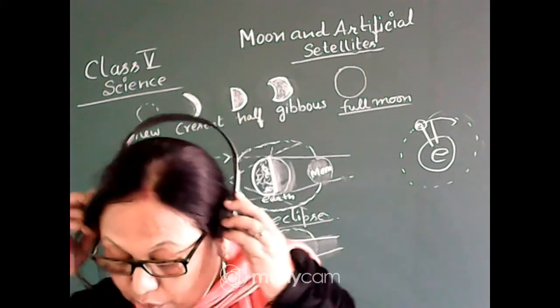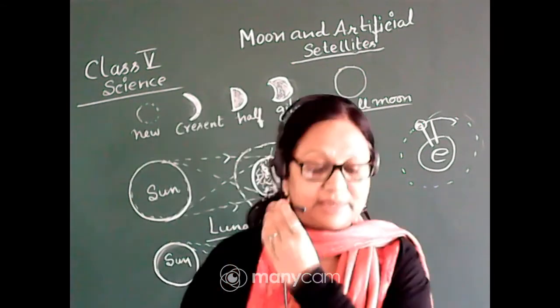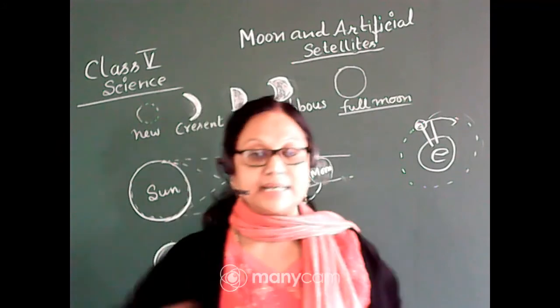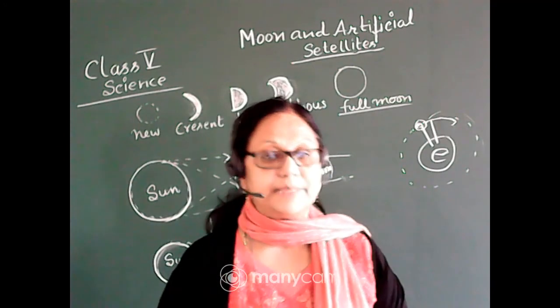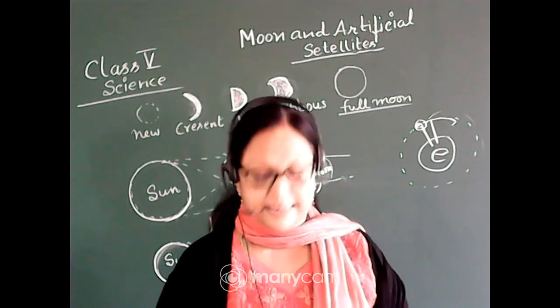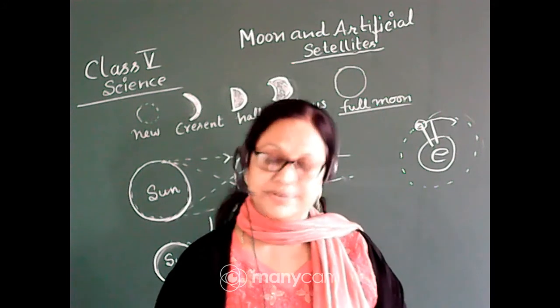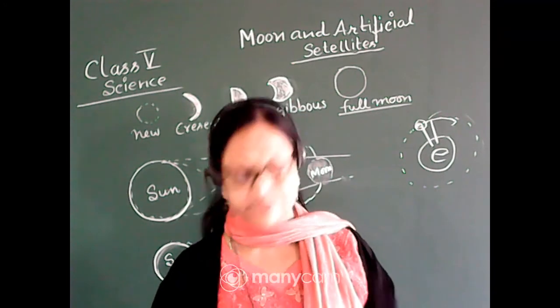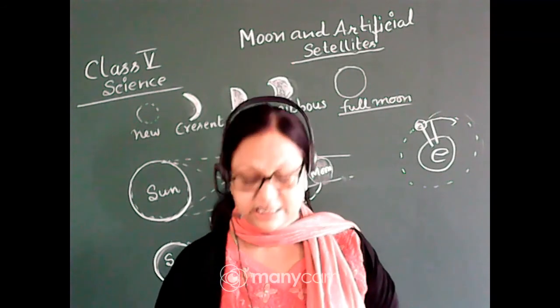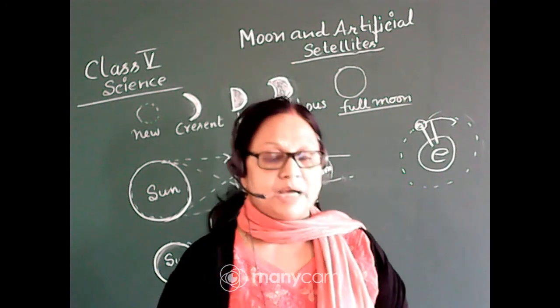Understood? So that is why the moon has different shapes, because it is rotating in its orbit, and we see only the portion which is visible to us. Now if we look, there are different phases.